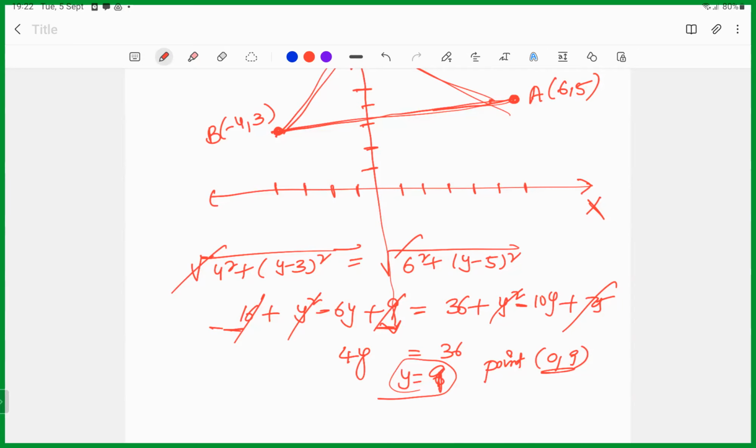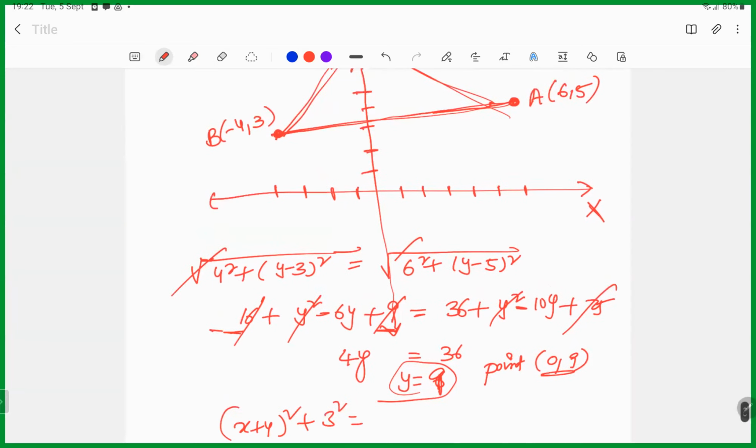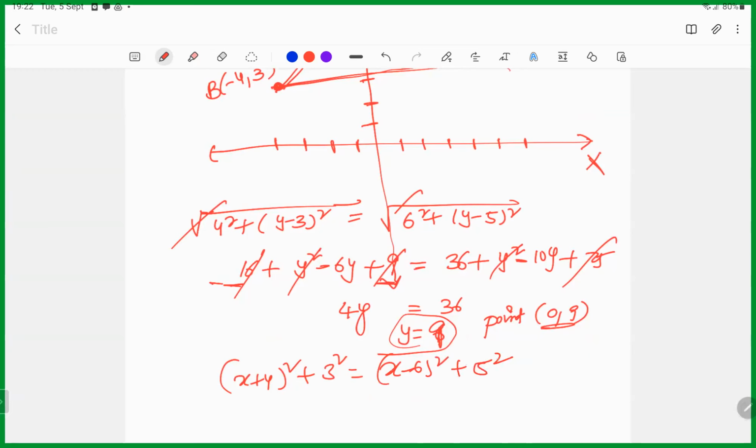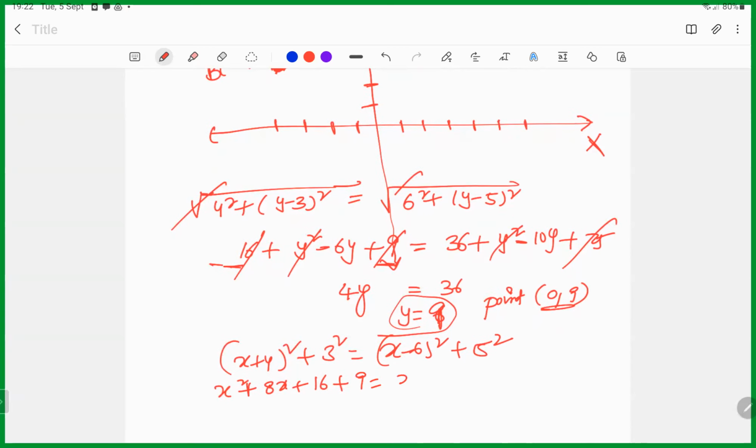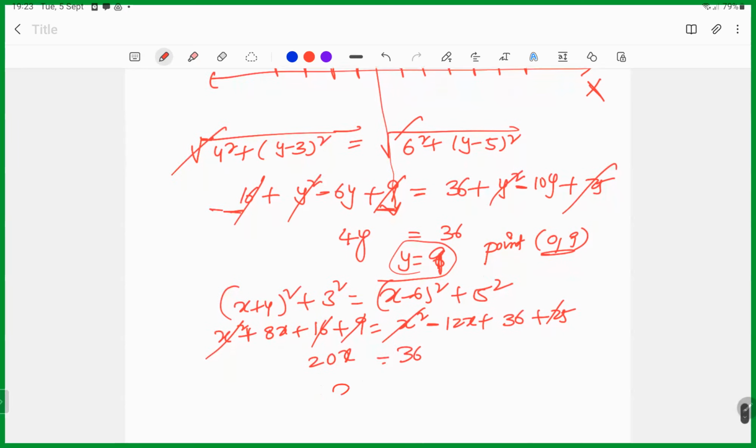How can we represent a point on the x-axis? (x, 0). So what are the distances now? X plus 4 whole square plus 3 square equal to x minus 6 whole square plus 5 square. Right? So what is x plus 4 whole square? X square plus 8x plus 16, plus 3 square will be 9. X square plus x square minus 12x plus 36 plus 25. So x square cancels. 16 plus 9, 25, cancels. Okay, so 8x plus 12x, 20x equal to 36. X equal to 36 by 20, which is equal to 9 by 5. So the point will be (9 by 5, 0).